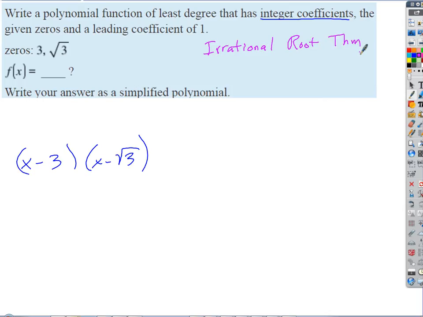And what it says is this. It says that if a polynomial has rational coefficients, what's that mean? Rational coefficients. What's a rational number? 1 is an example of a rational number. A rational number is any number that can be written as a what?